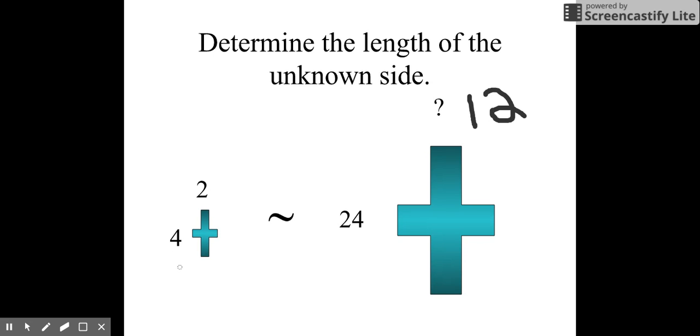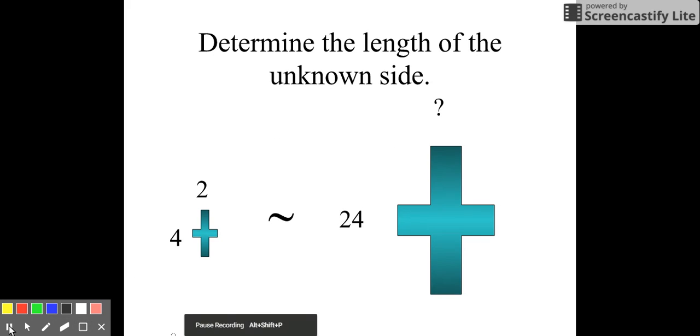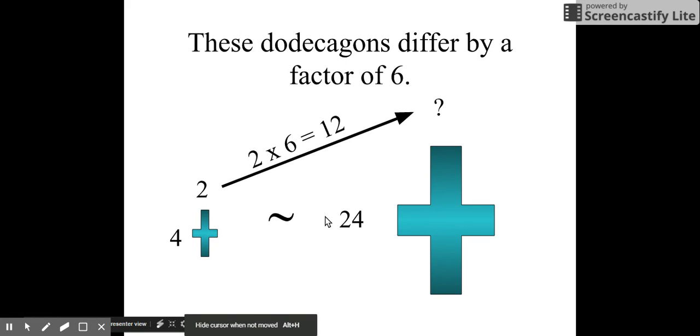The answer is 12, because if you look from 4 to 24, it is a multiplication of 6. To go from 2 to the question mark, you multiply by 6, and you end up with 12. Just a cleaner version to show you what happened.